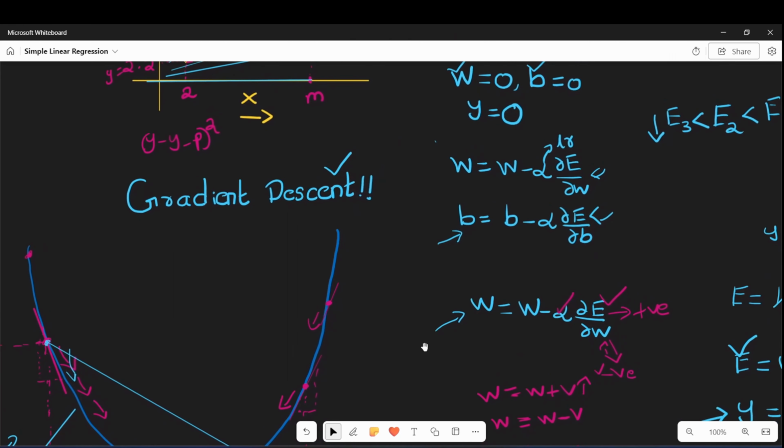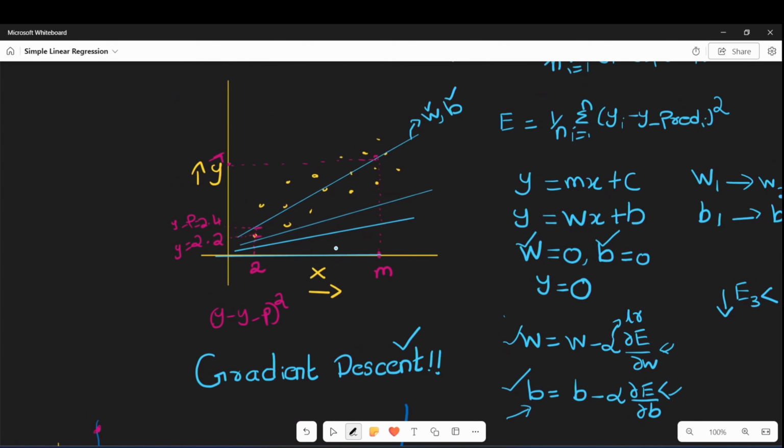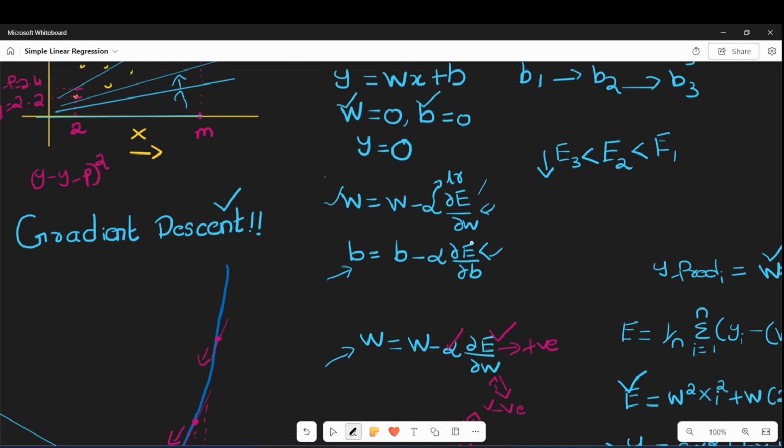Now we know for sure that updating the values of W and B using these formulas reduces the error value, and in each iteration the error value will be reduced. Our line will move closer to the best fit line and take the position of the best fit line. What is the dou E by dou W value and dou E by dou B value here? For that we just need to do the partial derivative on the error function.